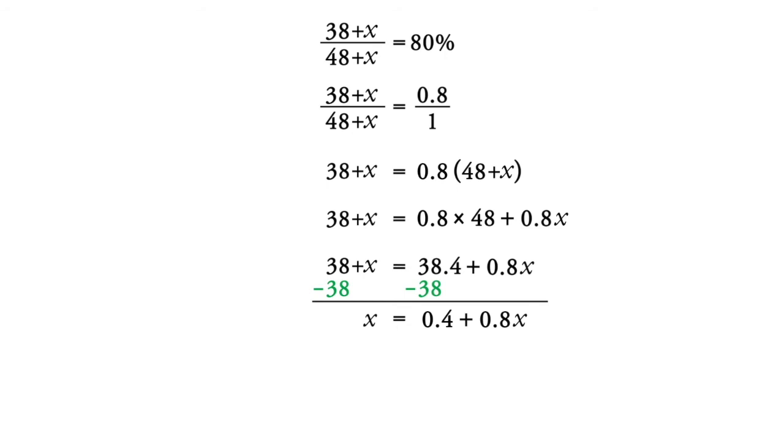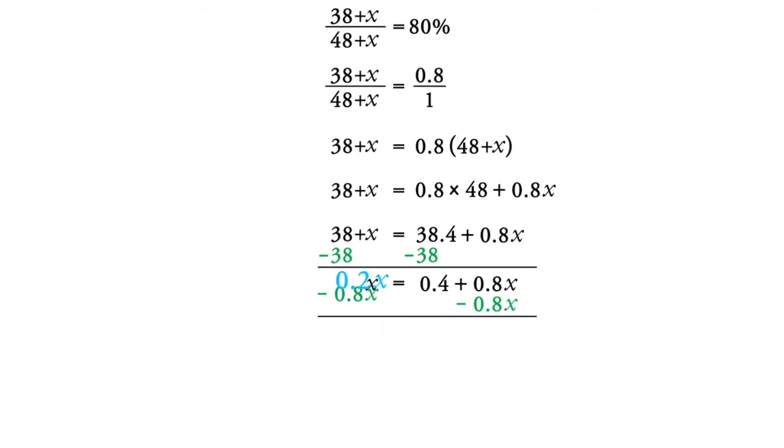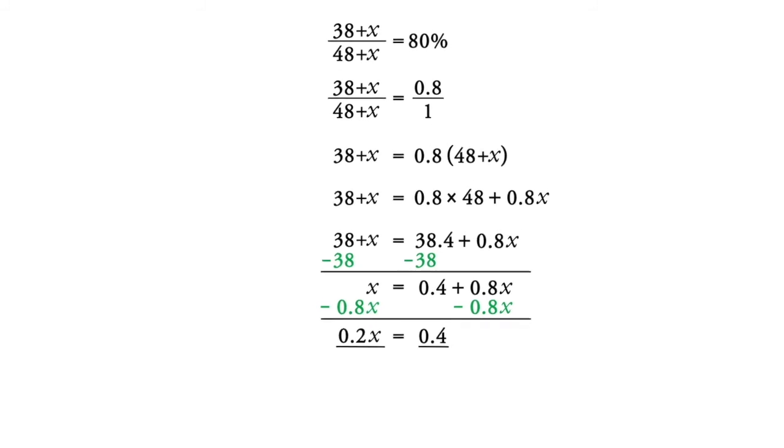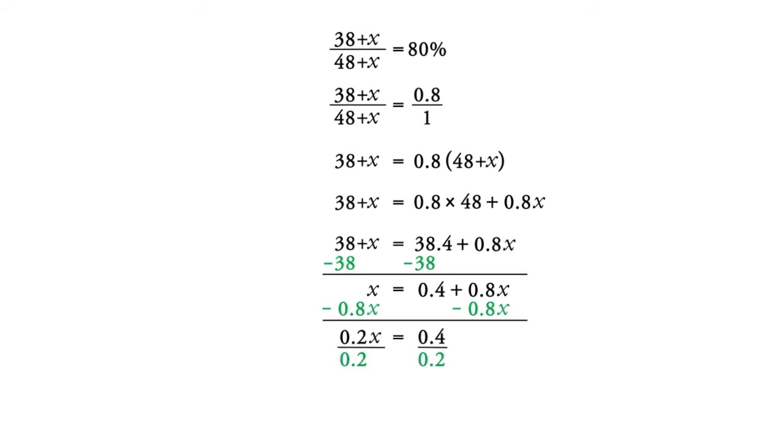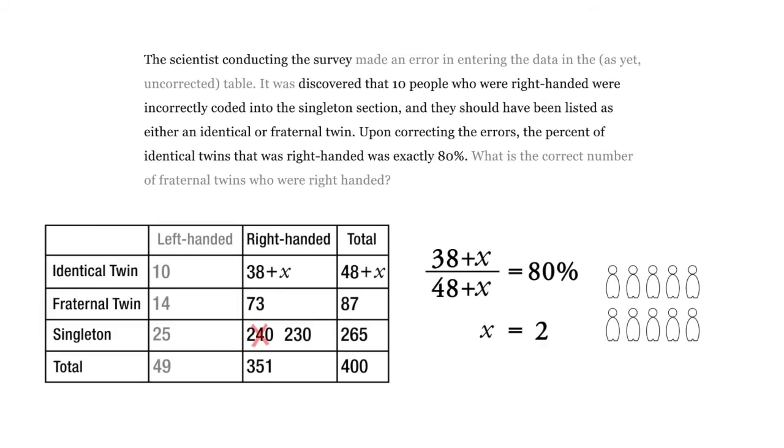And then we can subtract 0.8x from both sides. And we have 0.2x equals 0.4. And we can divide both those sides by 0.2, or we can just look at it and say 0.2 times what equals 0.4. And the answer is x equals 2. Now that doesn't tell us the answer to the problem. We have a couple more steps until we get there.